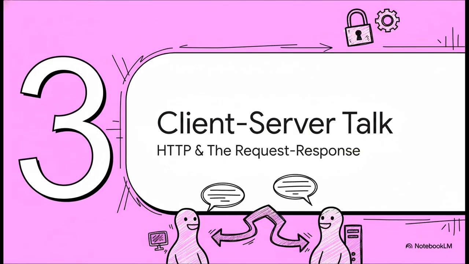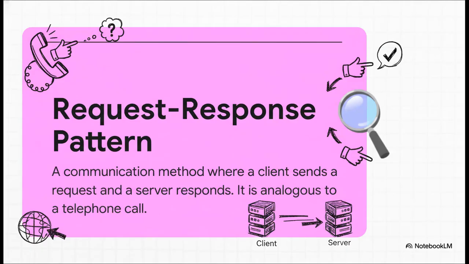The next step is to actually strike up a conversation. But just like people, computers need a shared language and some rules so they can communicate without getting confused. This conversation follows a really simple pattern. Request, response. It's just like a phone call. The client makes a request, and the server processes it and sends back a response. The client asks, the server answers. It's the fundamental pattern for a clear two-way digital chat.